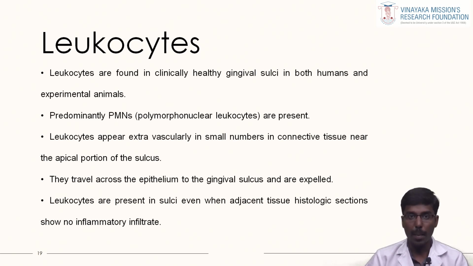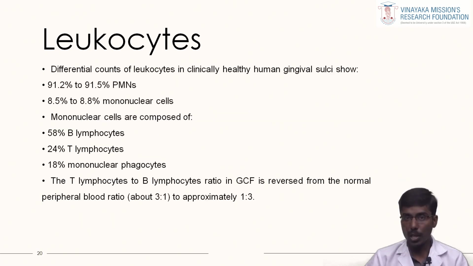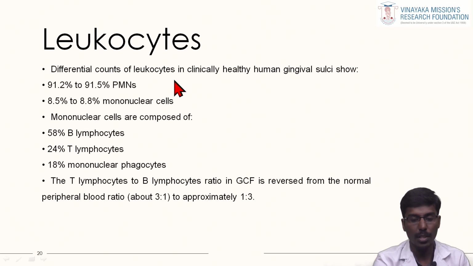They travel across the epithelium to the gingival sulcus and are expelled there. These leukocytes appear extravascularly in smaller number in connective tissue near the apical area of the sulcus. Among the leukocytes, the most common leukocyte you see here is the PMNs, that is 91.2% are PMNs and 8.5 to 8.8% are mononuclear cells. The mononuclear cells are composed of 58% B lymphocytes, whereas only 24% are T lymphocytes.